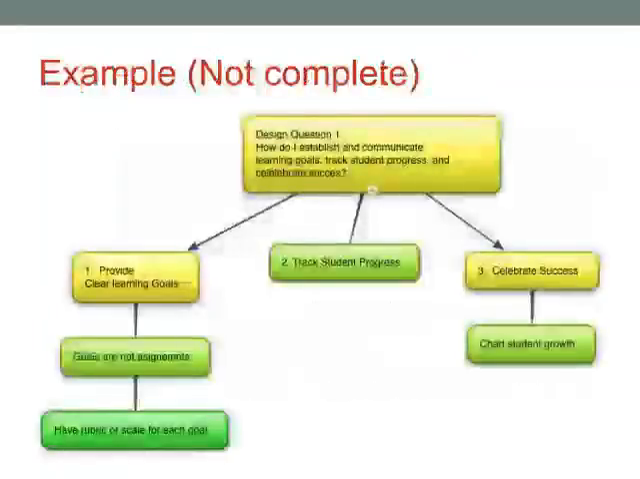This is just one example of how you might represent some of the elements in Chapter 1. As I read Chapter 1, the design question was, what will I do to establish and communicate learning goals, track student progress, and celebrate success? I figured that the important 3 key points in this chapter were providing clear learning goals, tracking students, and then celebrating their success. Then I started to list underneath each of the subheadings what I thought the key elements were to accomplish those 3 headings.